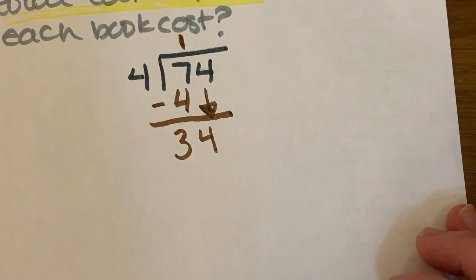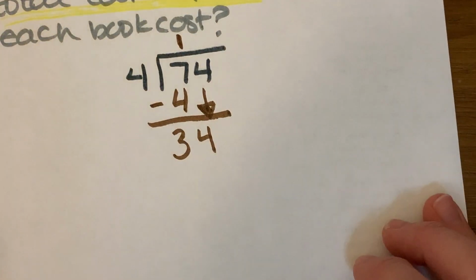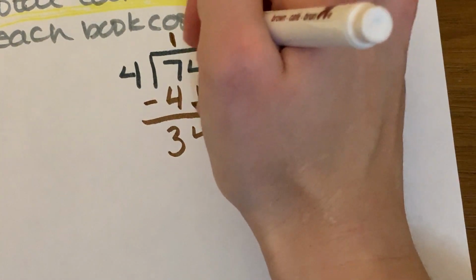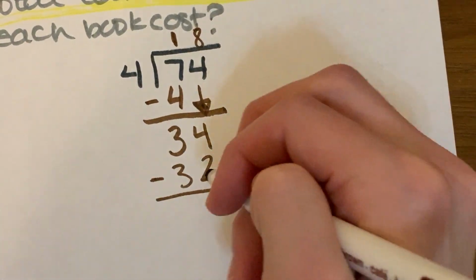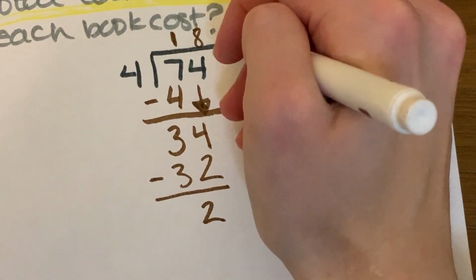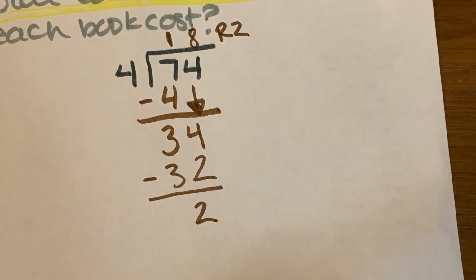4 times 4 is 16. All right, I need to go way bigger. 4 times 10 is 40. Okay, that's too big. 4 times 9 gives me 36. Still too big. 4 times 8 gives me 32. So let's do that. And then I have a remainder of 2. All right, 18 remainder 2.